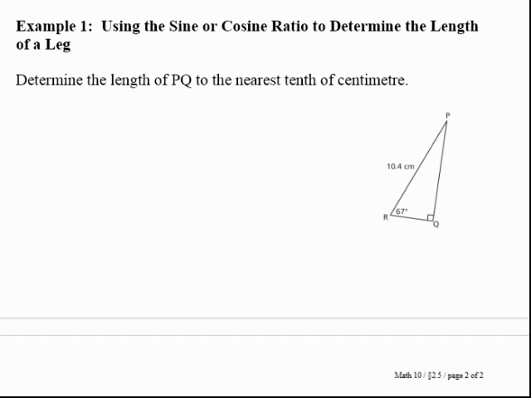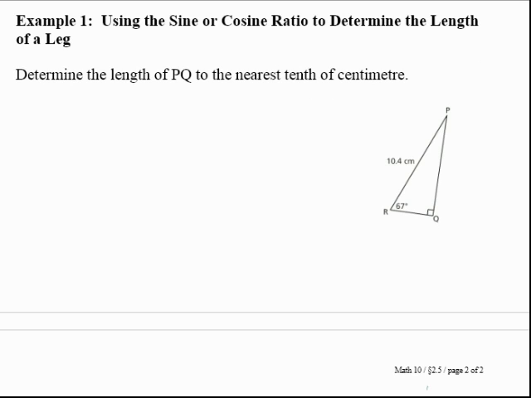So here's an actual example. It's very similar. For example 1, we're going to use the sine or the cosine ratio to determine the length of a leg of our right triangle. They've asked us to find PQ, which is this one over here. I'm going to label it with a lowercase r because I like that convention. It's less confusing than the PQ.